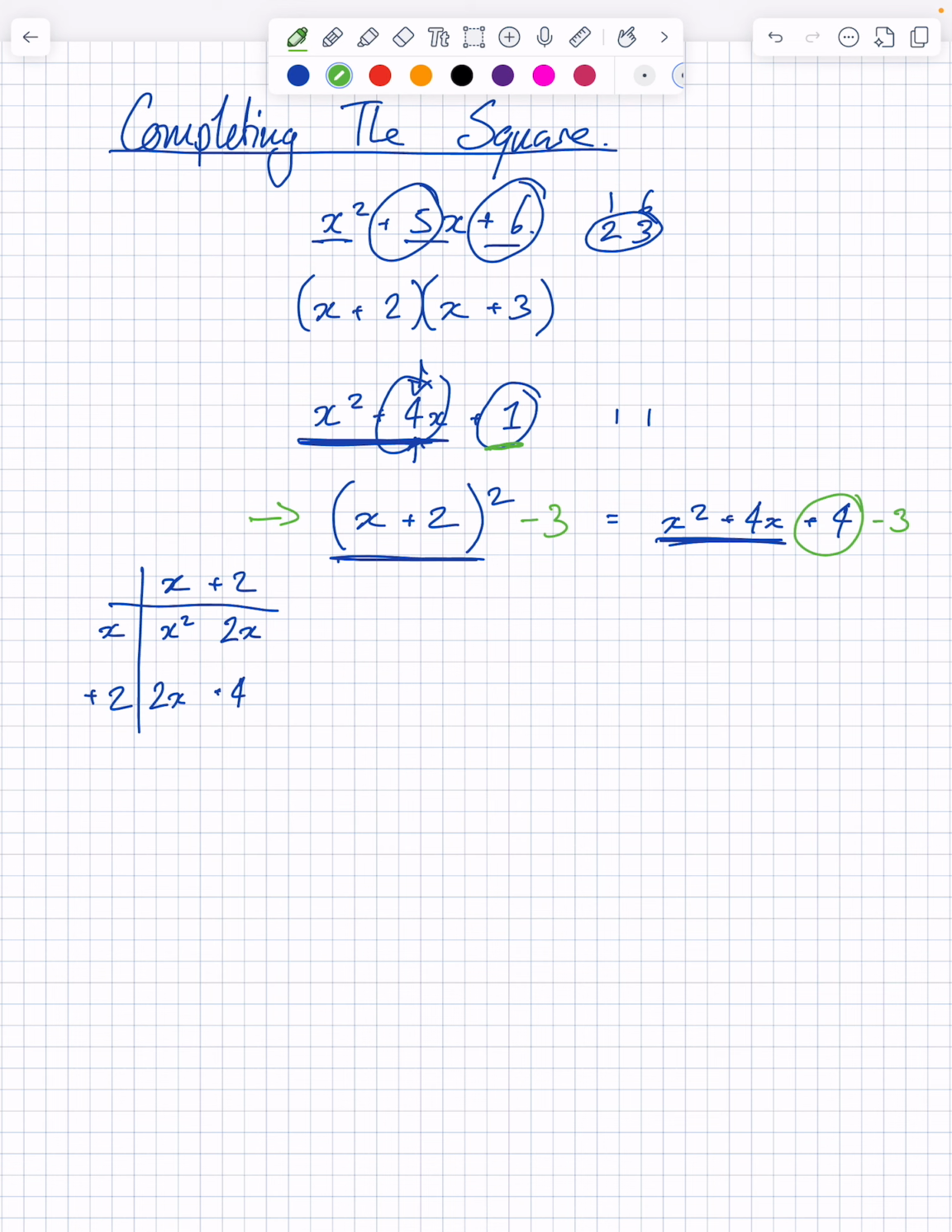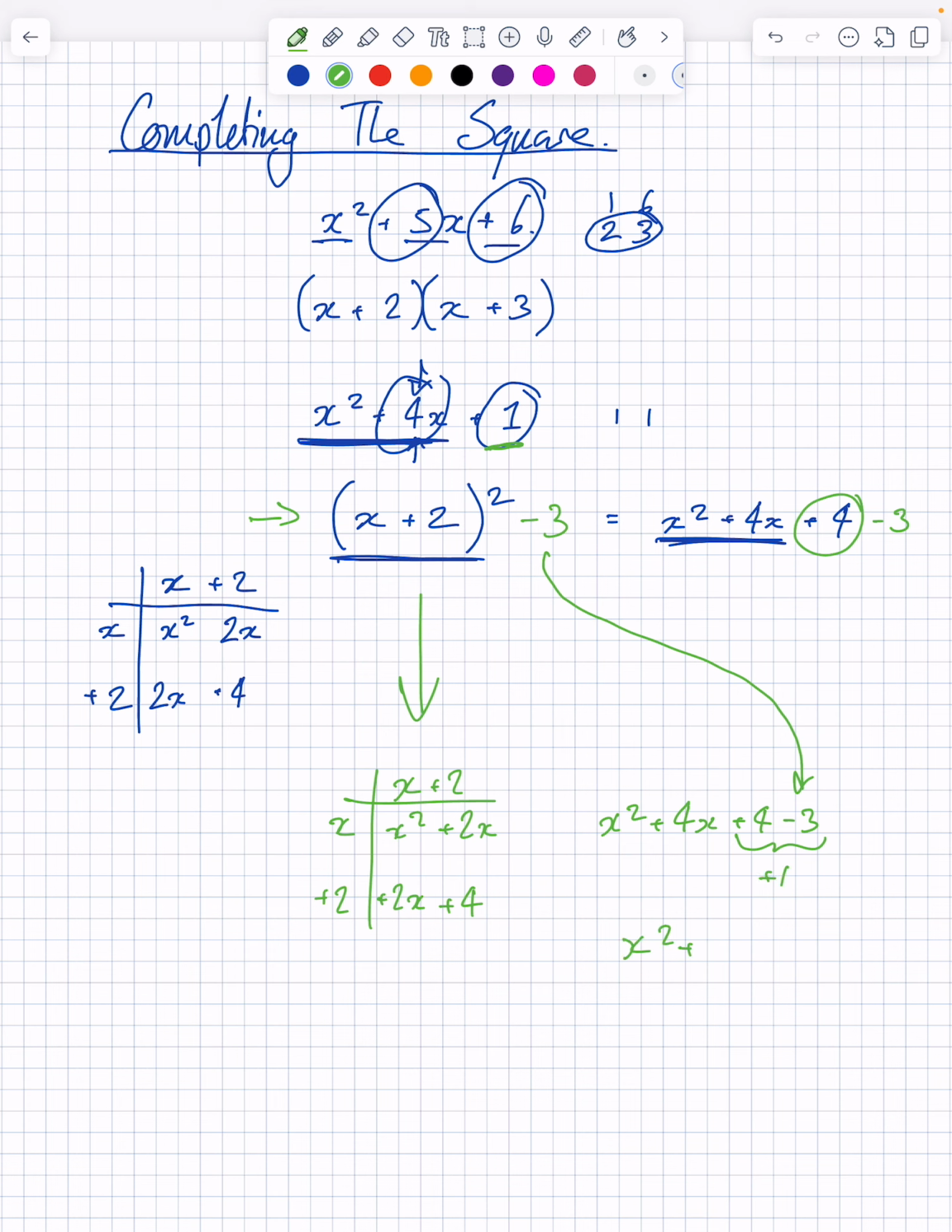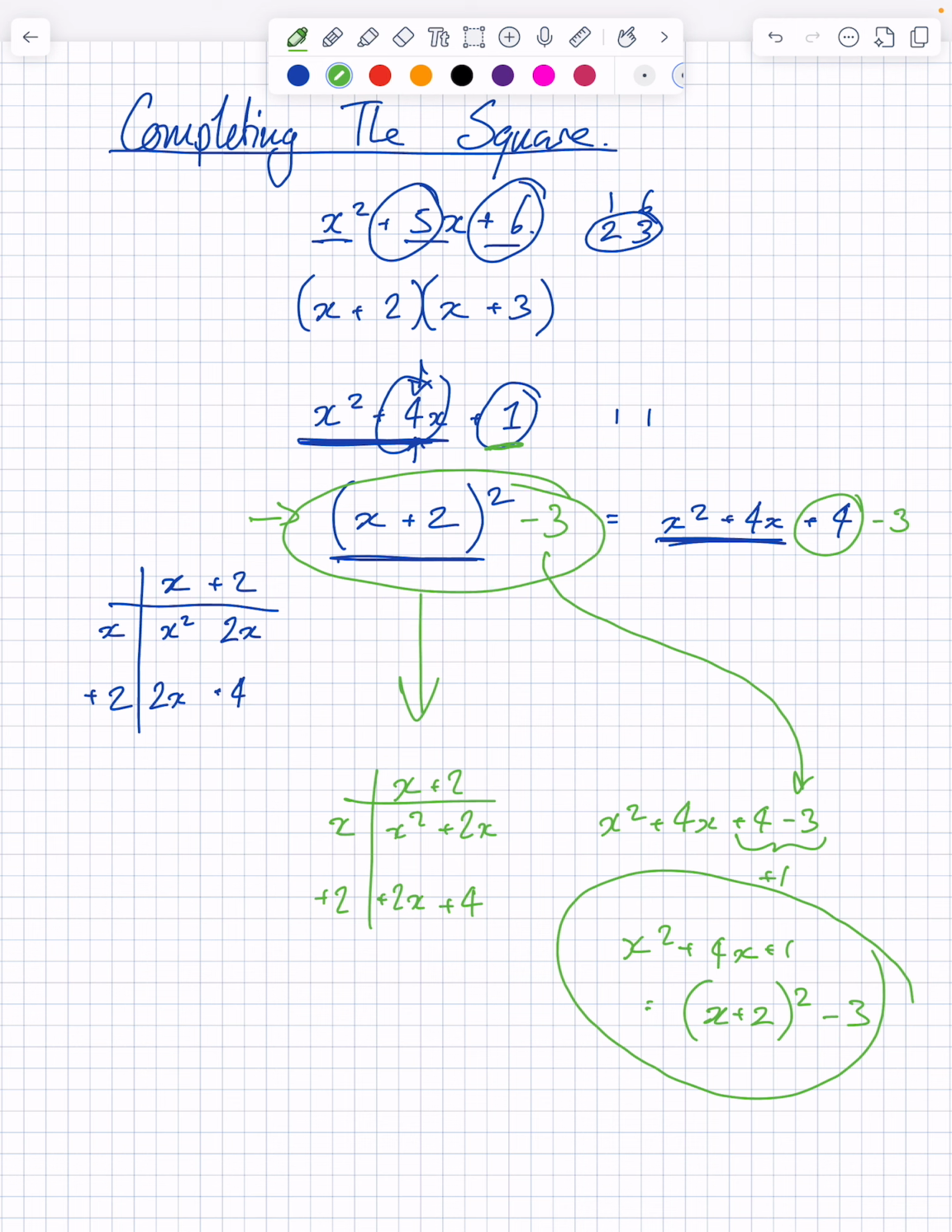And just to show that one more time, if I expand that bracket, x plus 2, x plus 2, x squared plus 2x plus 2x plus 4 gives us x squared plus 4x plus 4. Remember to take away 3. That'll all simplify to plus 1. So we have x squared plus 4x plus 1. And that's equal to, in the completed square form, x plus 2 squared minus 3. So there we are. That's the completed square format.